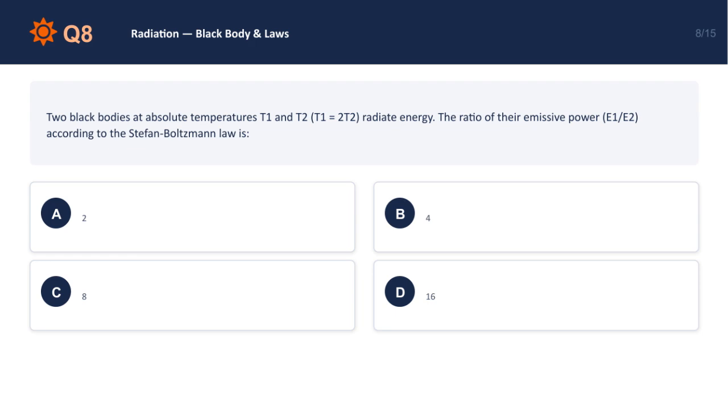So when we take the ratio E1 over E2, it becomes (T1 over T2) to the fourth power. Since T1 is twice T2, this ratio is 2 to the power of 4, which equals 16. This illustrates how sensitive radiative emissive power is to temperature. It increases much faster than conduction or convection, which depend linearly on temperature difference. Therefore, the correct answer here is 16.